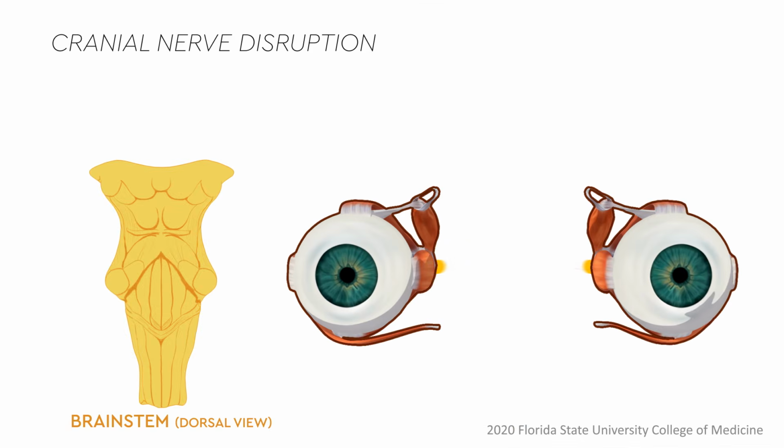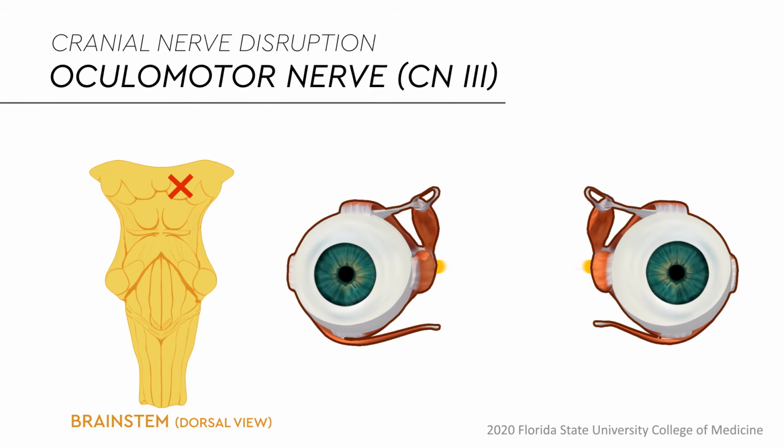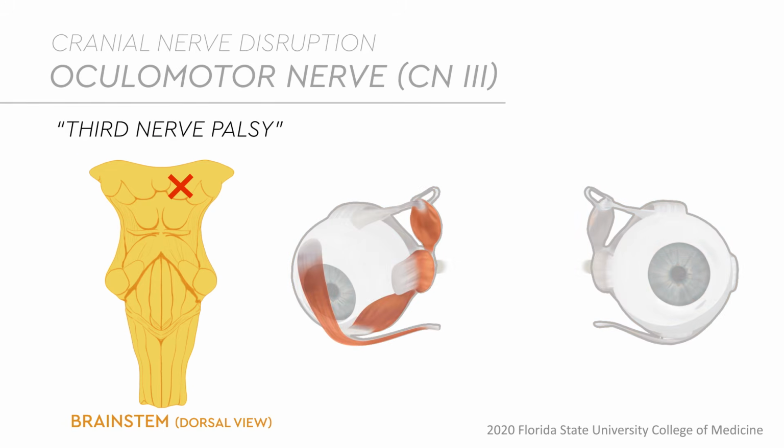Let's briefly go over what to expect with complete disruption of these cranial nerves. For the sake of simplicity, we will assume damage to the brainstem motor nucleus of each nerve, rather than a more distal lesion, is the cause of the deficit. Complete disruption of oculomotor nerve function, or third nerve palsy, results in paralysis of 4 extraocular muscles: superior rectus, inferior rectus, medial rectus, and inferior oblique.